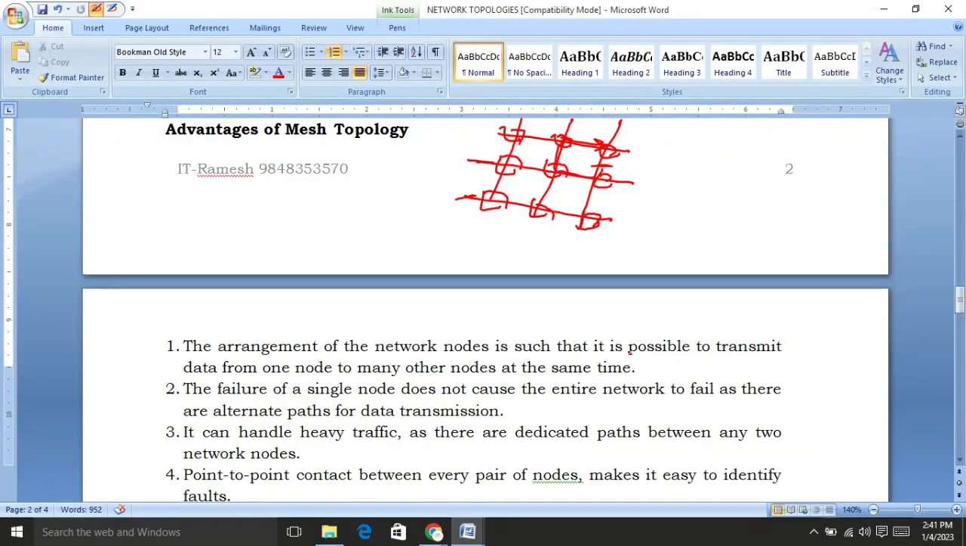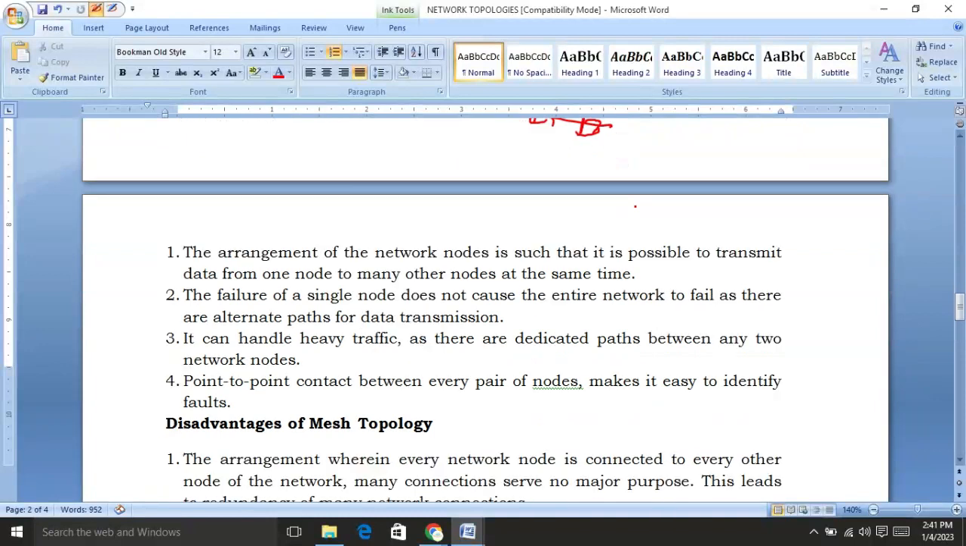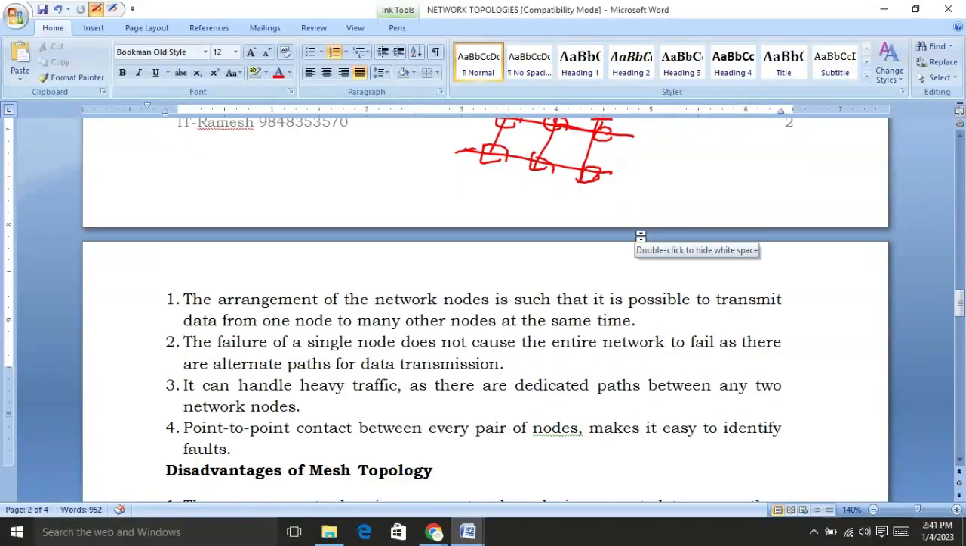So you can handle the traffic, and it is easy to handle heavy traffic over the network. But the disadvantage of the mesh network is that we use many lines. To interconnect n systems, we use n into n minus 1 by 2 lines. So it is complicated to interconnect each and every system within the mesh topology, and to manage the systems within the mesh topology is complex.